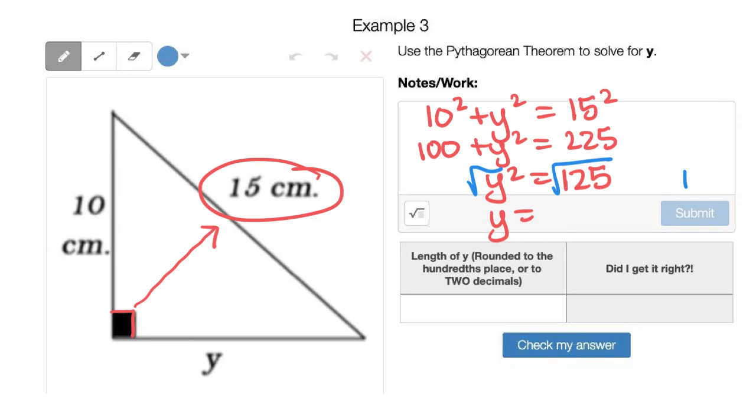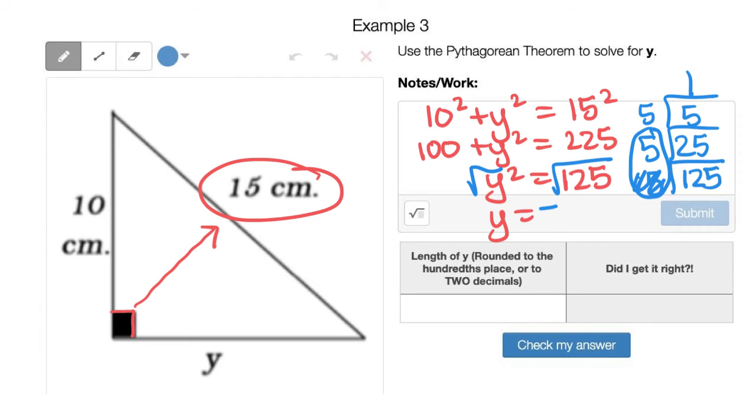And again, if we're being technical, we should simplify. I can't divide by 2. I can't divide by 3, so I'll start at 5 and 25, 5 and 5, 5 and 1. So the best answer would be 5 square root of 5.